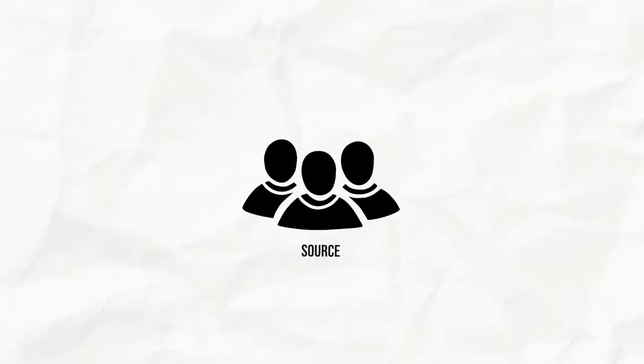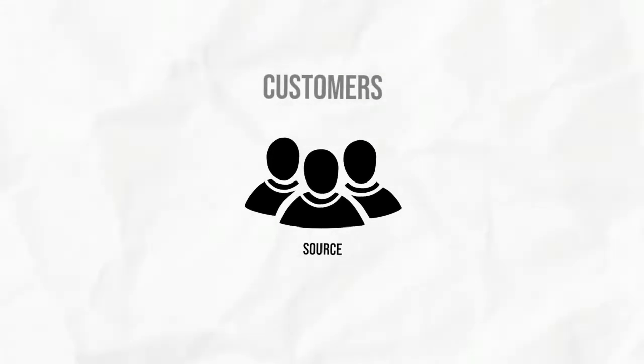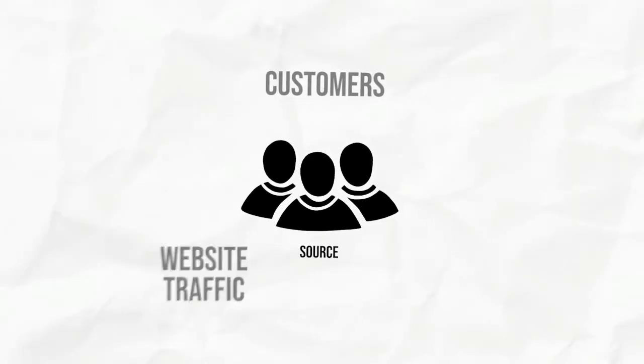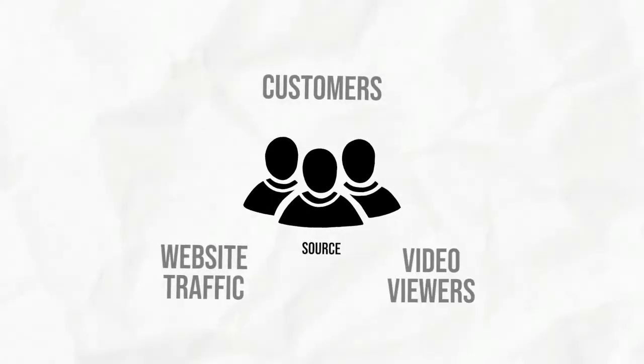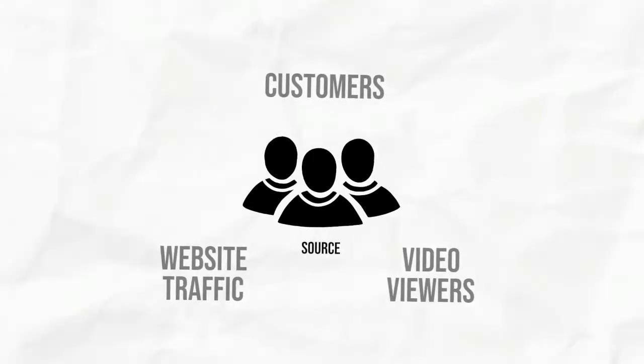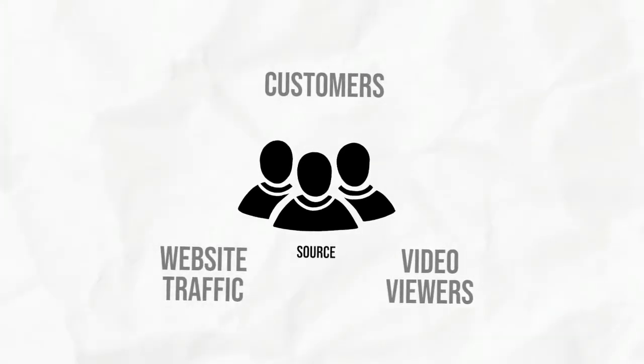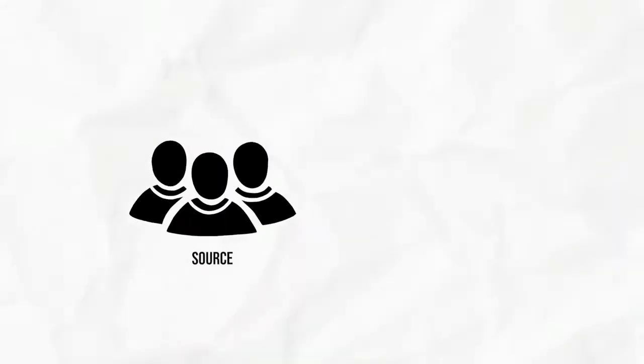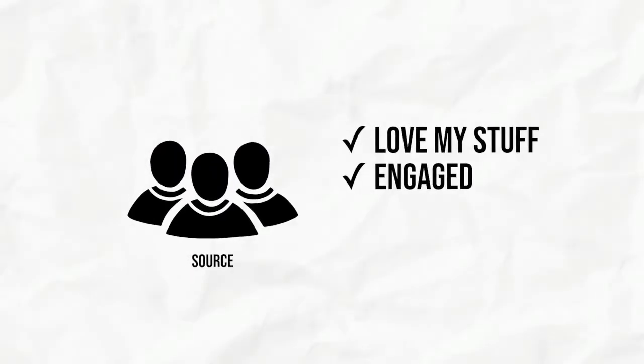And the way lookalike audiences work is you take a source audience, a group of people. It could be people that have bought from you previously. It could be people that have visited your website, perhaps people that have watched 75% or more of a video of yours on Facebook or Instagram. And you say to Meta, look, these people are just the sort of people I want to reach. They love my stuff, they're engaged, they bought from me previously.